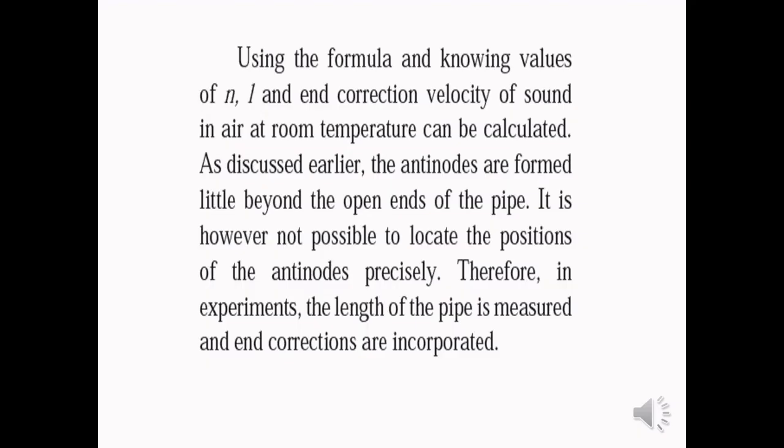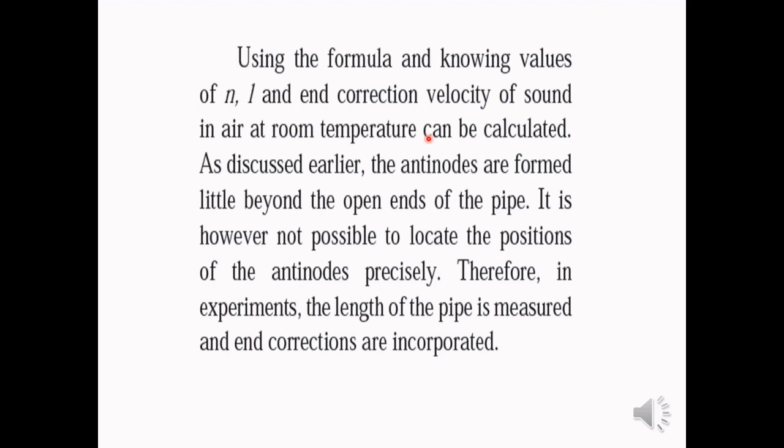Now let us go back to the textbook part. We know that the velocity of sound is equal to n lambda. V is equal to n lambda, where n is the frequency and lambda is the wavelength of a wave in that particular mode of vibration of air column. Now using the formula and knowing the values of small n, small l, that is length of the pipe, and end correction, velocity of sound in air at room temperature can be calculated.